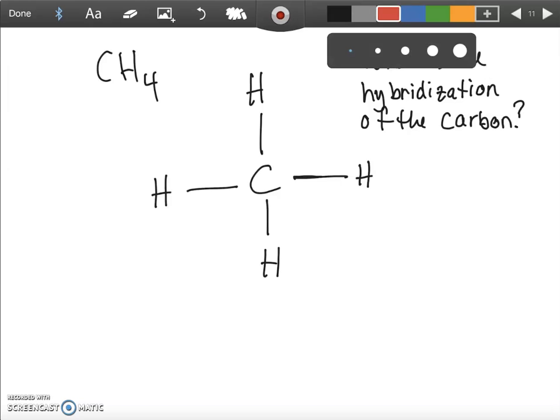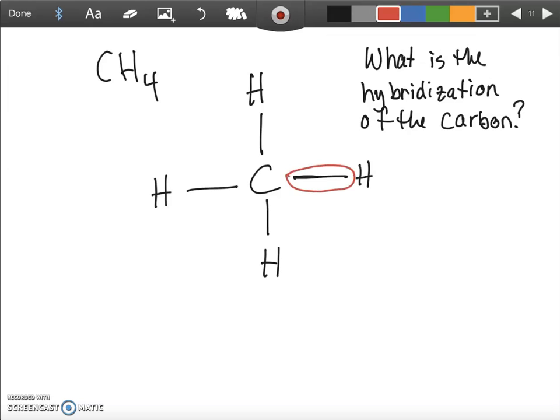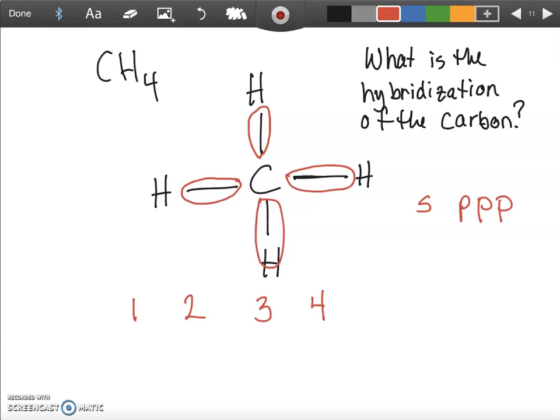So the first electron domain is right here, this bond to hydrogen. That's one electron domain. There is another bond to another hydrogen right here, so far 2 electron domains. There's another one right here, that's 3 electron domains, and then right here, 4 electron domains. Now keep in mind, there is 1 type of s orbital and 3 types of p orbitals, and we can either mix that s with 1 of those p's, 2 of those p's, or all 3 of those p's. And we determine that by counting the electron domains.